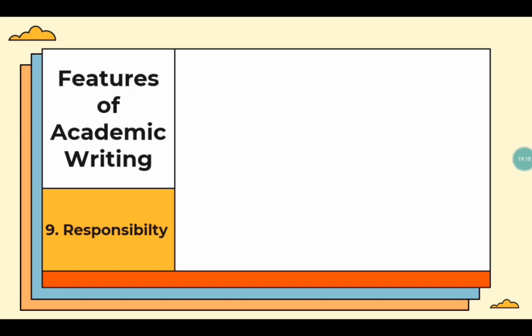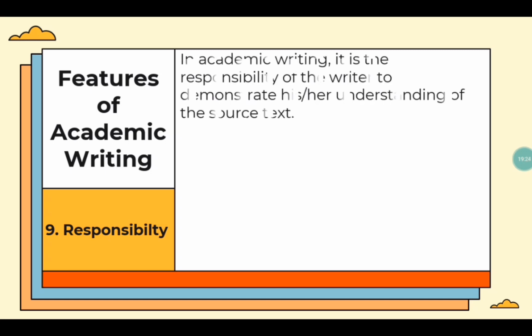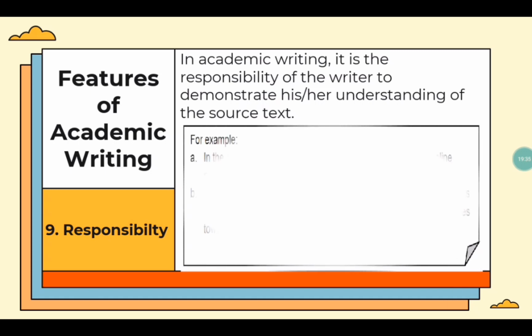Number 9, academic writing has responsibility. In academic writing, it is the responsibility of the writer to demonstrate his or her understanding of the source text.